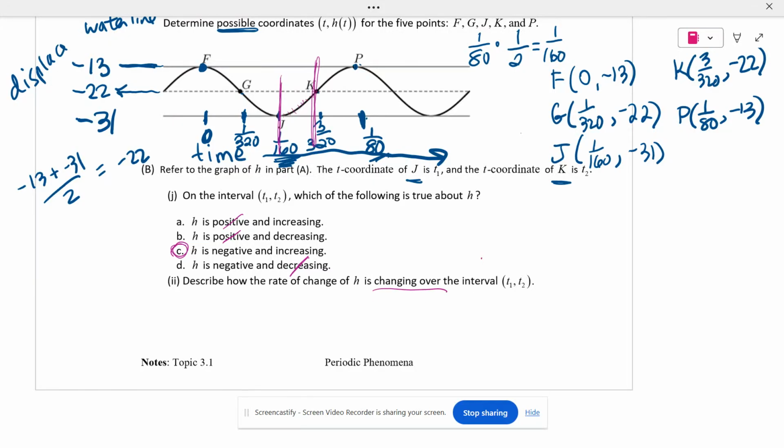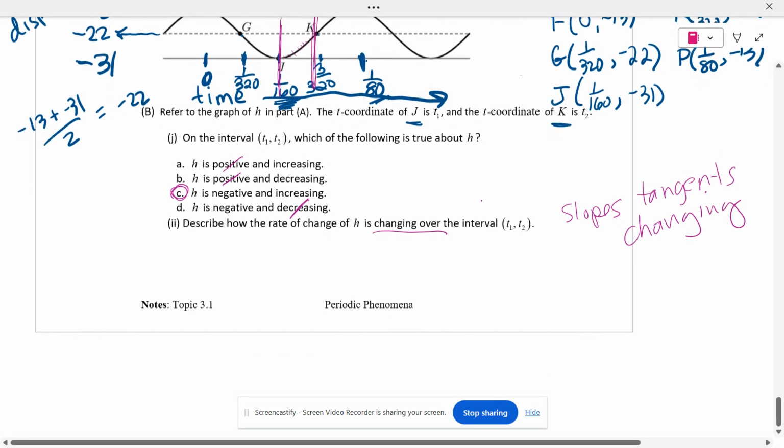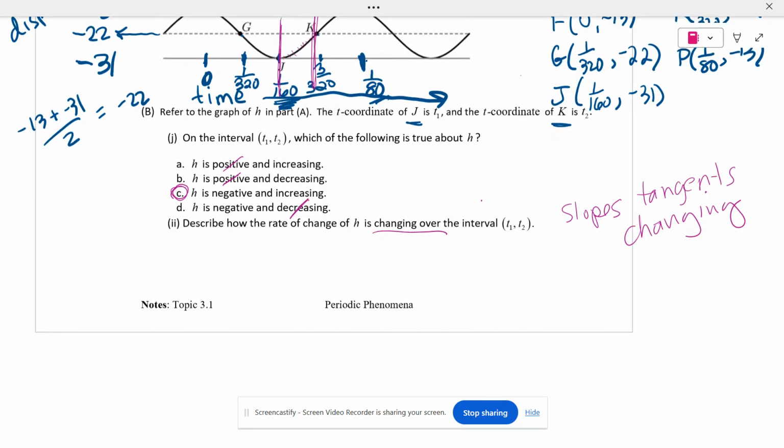So change in rate of change. This is talking about how the slopes are changing. How are the slopes of the tangent lines changing? Okay, and this question is very, very picky. You have to write it exactly the way AP wants you to. So get used to kind of copying the format of this sentence.